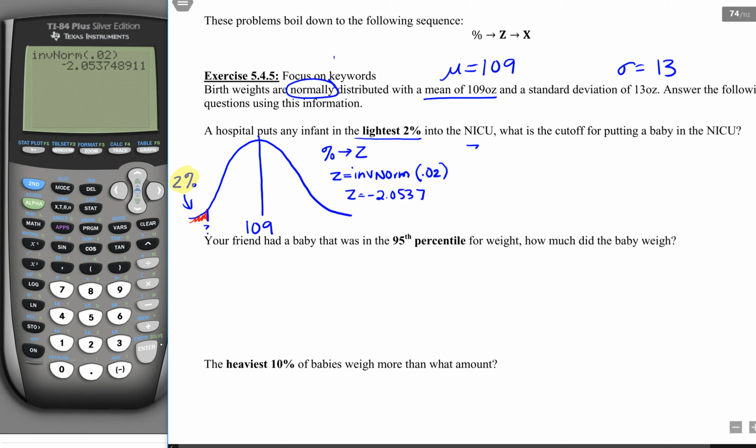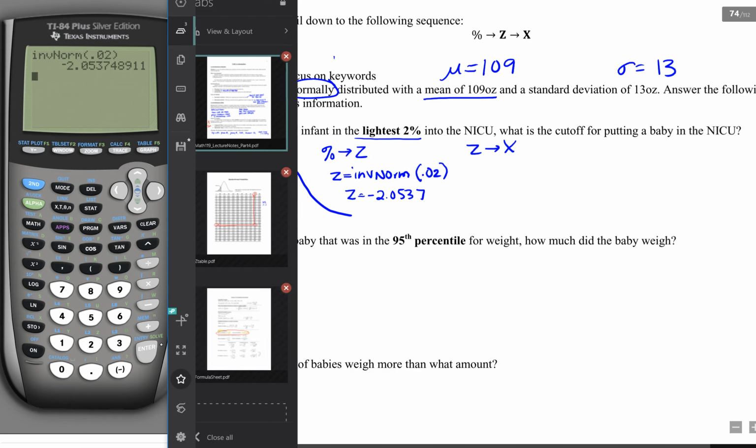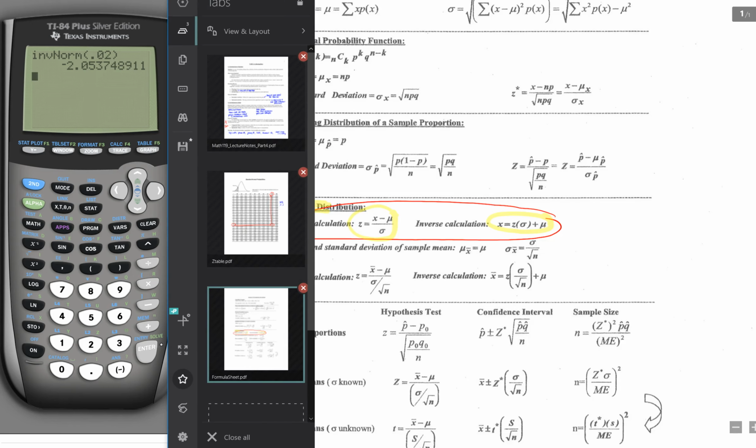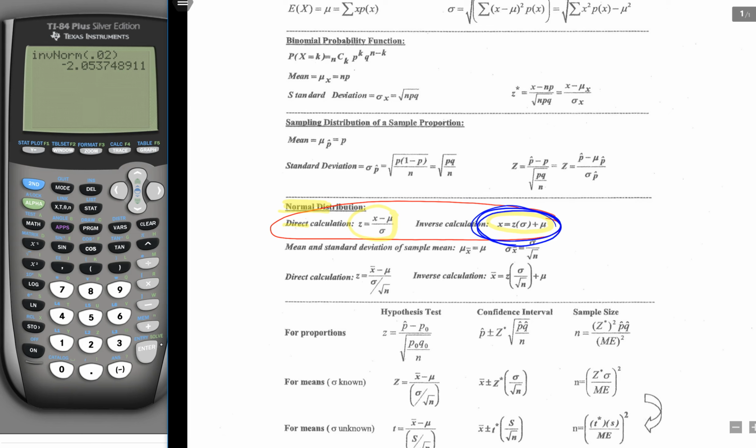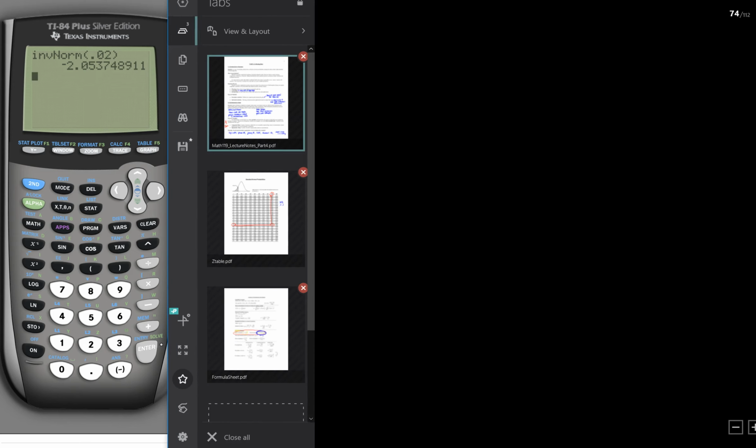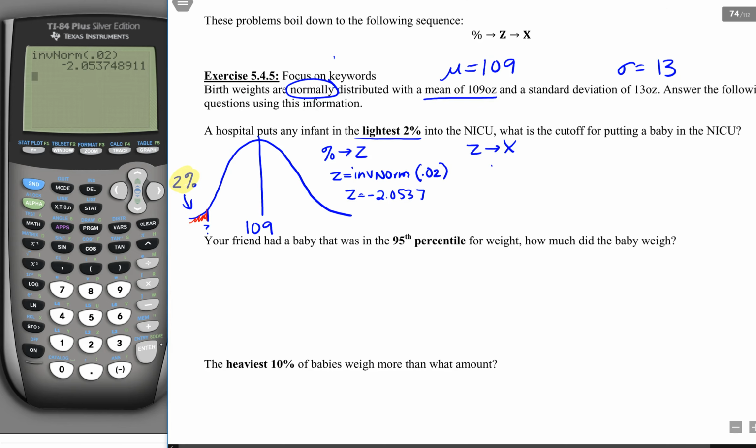The second step would then be, okay, now that we have the z-score, let's go find our x. And this is where we use our formula sheet and say, okay, I'm going to do an inverse question. I need the actual observation from the distribution we were talking about, so I'm going to use this formula. So going back, the formula is x is equal to z times our sigma plus our mean, or our mu.